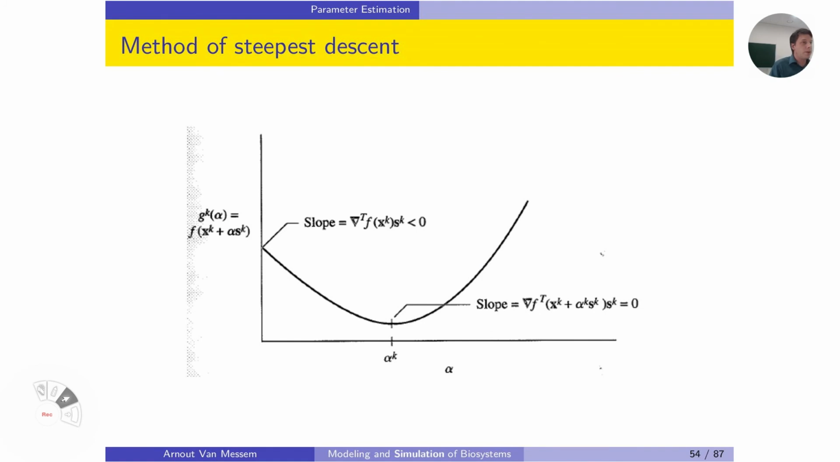Same plot, different notation, so this is probably a little clearer than my drawings. f corresponds to my objective function, x corresponds to my parameters, and this is then alpha times sk. So I plot my objective function as a function of alpha. I am now here, this is my current parameter set theta k, and then I move down until I reach the minimum here. I take a step which takes me to the minimum in the objective function.